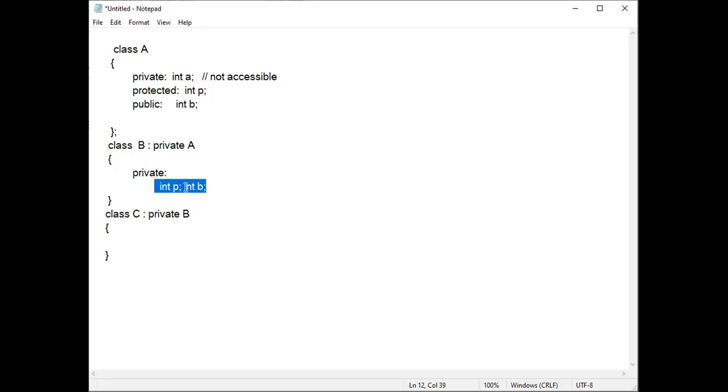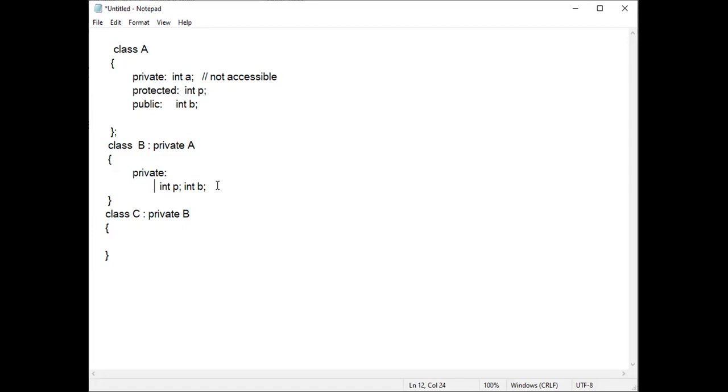Because actually these two variables are from class A. It is not from class B, right? The original class is A for data P and B. It has come into class B because we have inherited in private mode. Whether we inherit in private or public or protected, only private data cannot be inherited. The remaining data can be inherited, right? So I have inherited in private mode, and from class A to class B, it has come. Now, can I carry this data to class C?